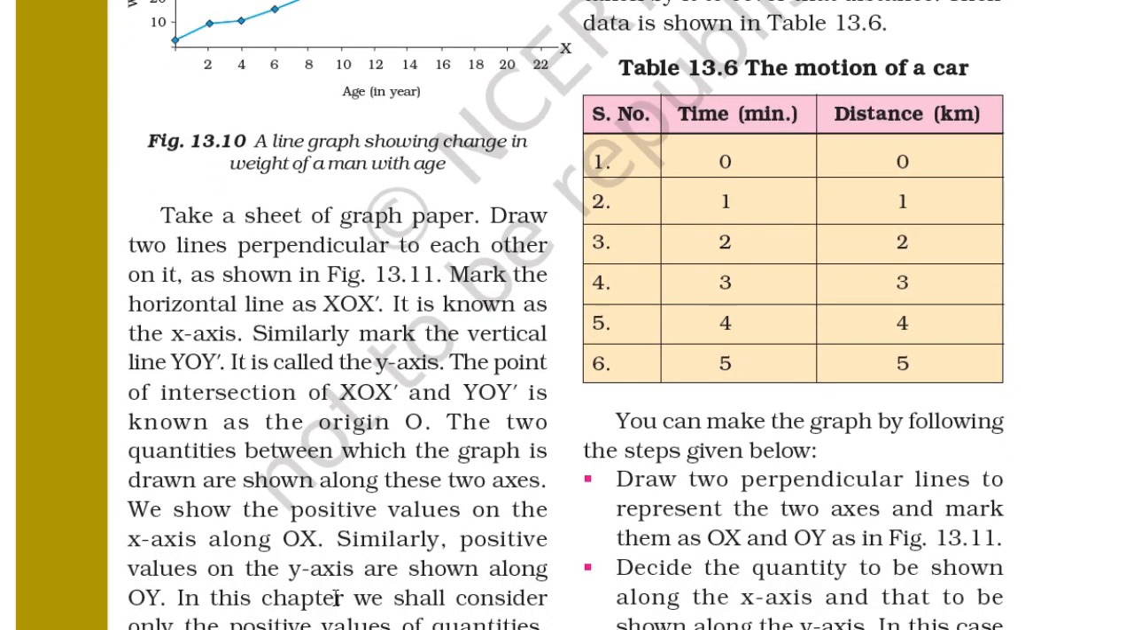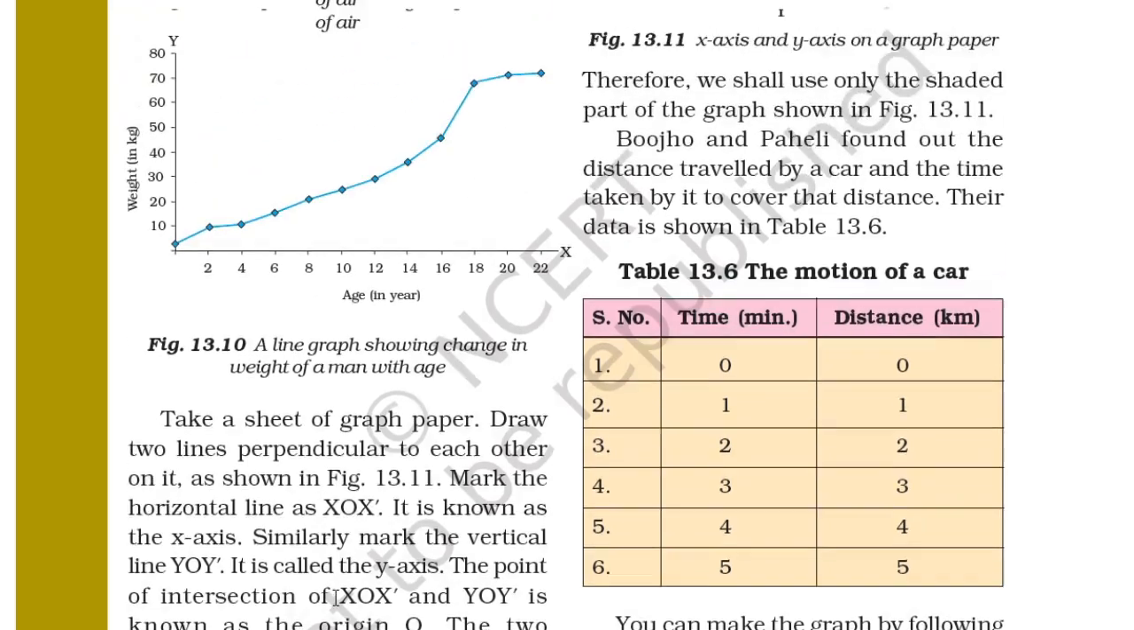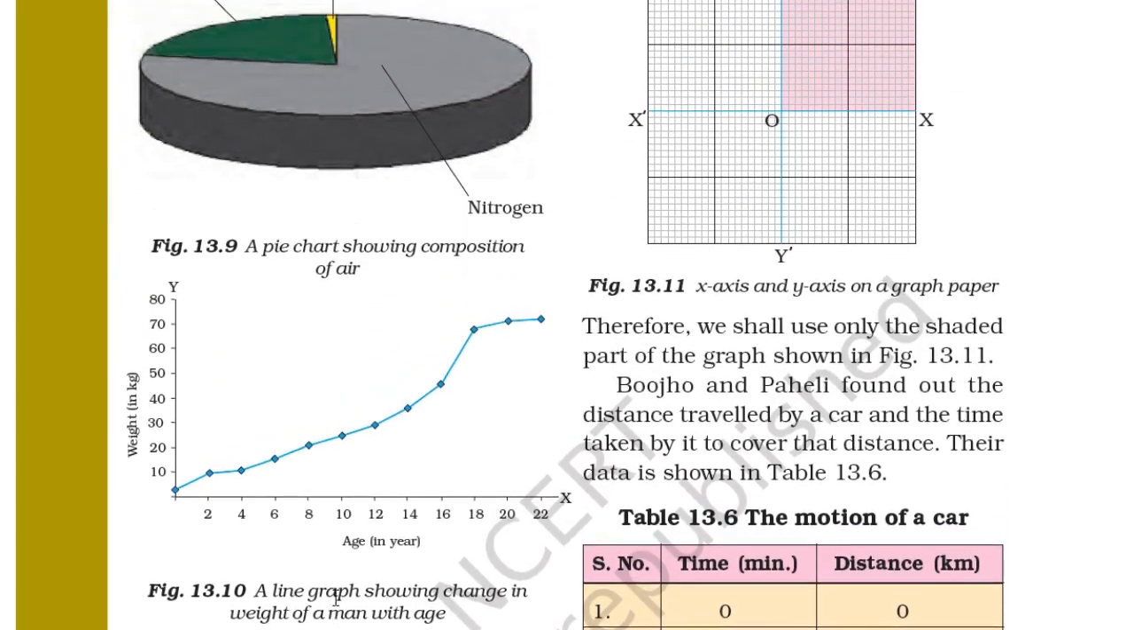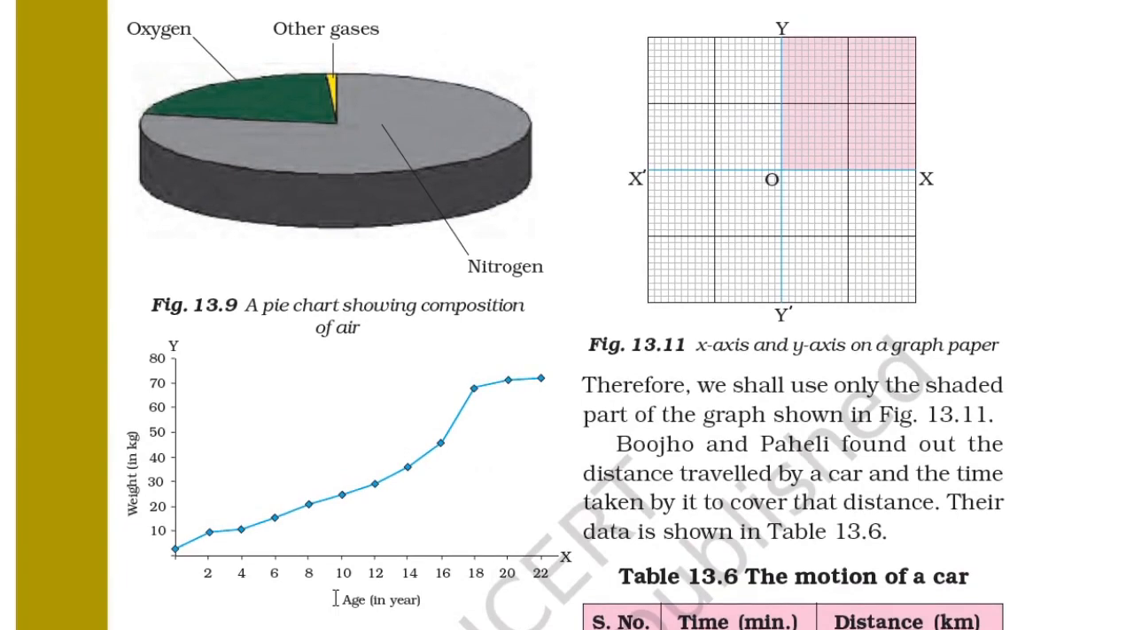We show the positive value on the x-axis along OX. Similarly, the positive value of y-axis on the OY. So we will plot the positive values on x-axis along OX, and positive values of y-axis along OY. In this chapter, we shall consider only the positive value of quantity. So in this example, we are only considering positive values. So here is OY and this is OX.